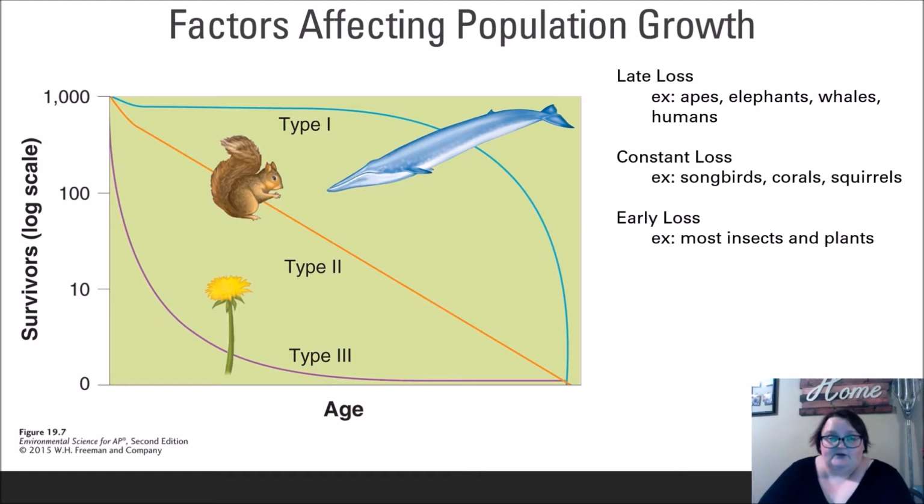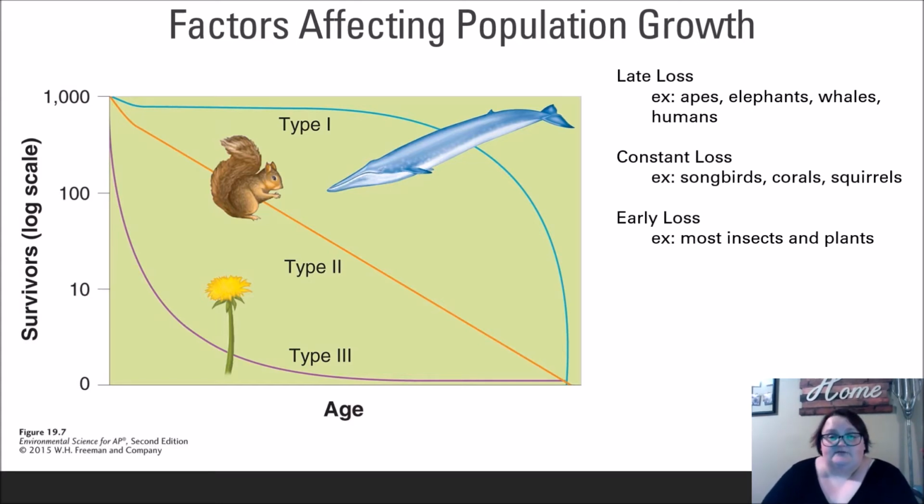Type 1 survivorship is also known as a late loss curve because individuals with this pattern survive infancy or early stages of growth and adolescence at higher rates, but die the closer they get to their natural lifespan. This means that the majority of organisms are able to survive well into adulthood. Common type 1 organisms include great apes, including humans, elephants, and whales.